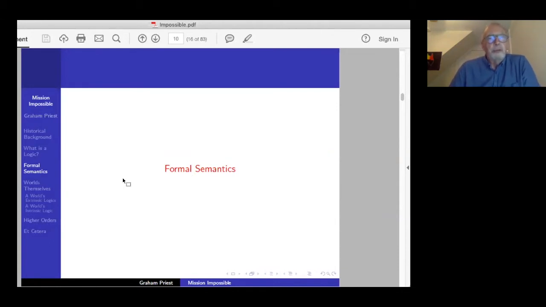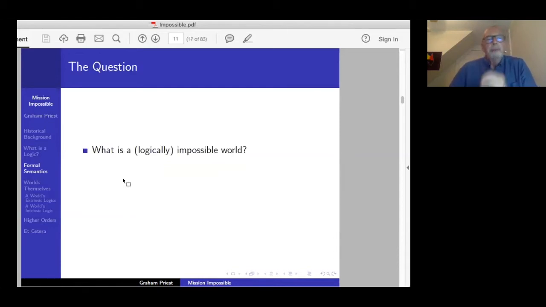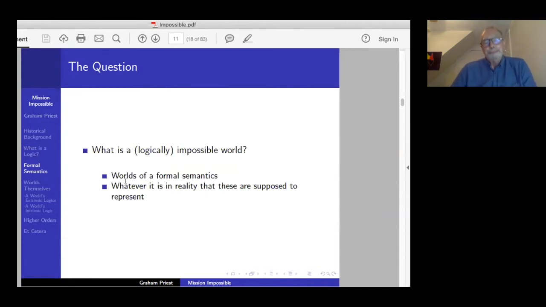To address that question, I need to draw a distinction, which I don't think people often draw. And I think it confuses a lot of the discussions. So my question is, what is a logically impossible world? And the answer is going to be different depending on whether you're talking about the worlds of a form of semantics or whatever it is in reality that the worlds of the form of semantics, which are just sets of certain kinds, are supposed to represent.